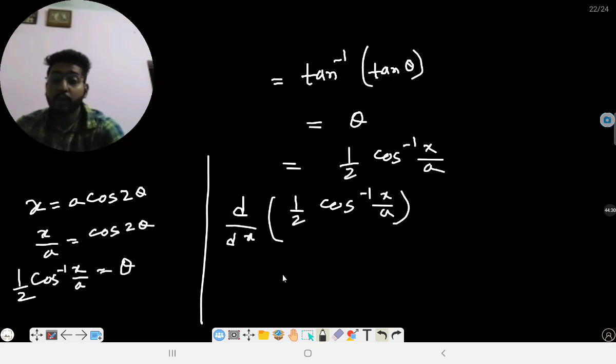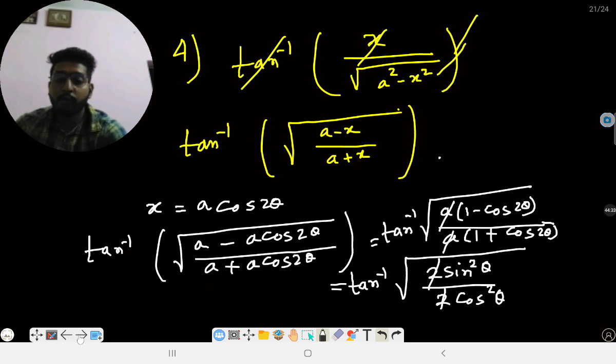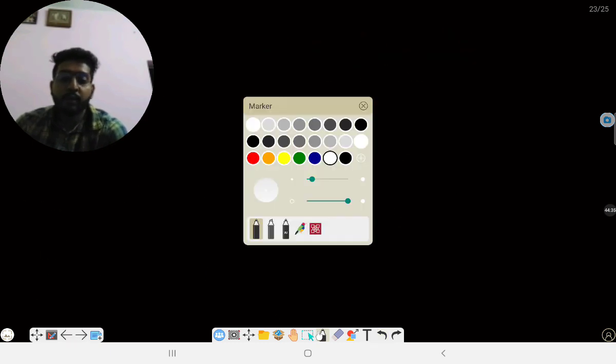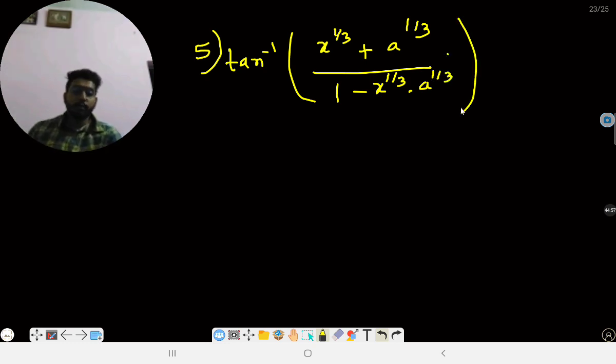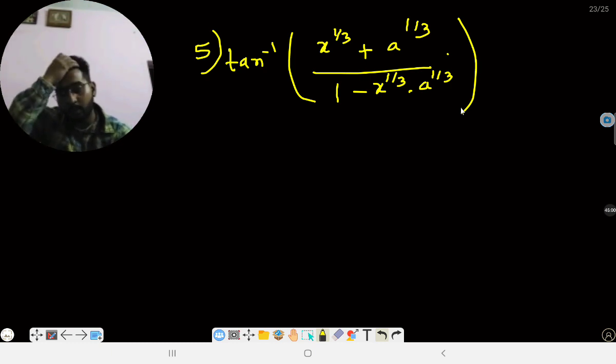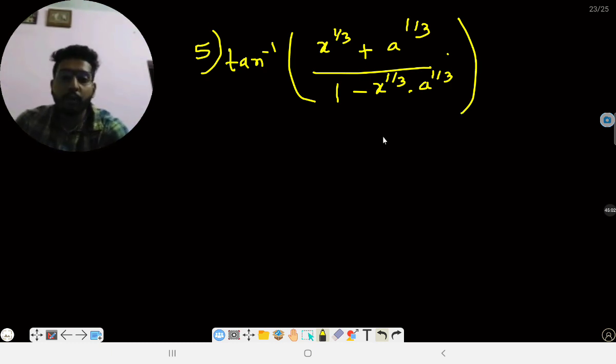And the next one is a very important one, question number 5. This is tan inverse, very important, tan inverse of (x to the power 1/3 plus a to the power 1/3) divided by (1 minus x to the power 1/3 into a to the power 1/3). So this is given.